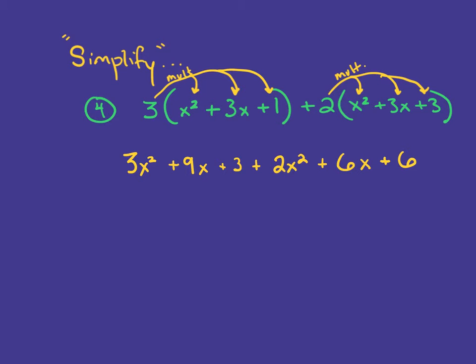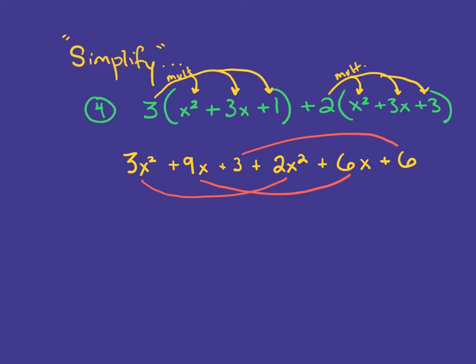And then once we've done that, we're just going to do what we've done on the first 3 examples, which is to put like terms together. So I like to draw a line between the ones that go together. So the x squareds we can put together. The x terms we can put together. And then our constants, the 3 and the 6.